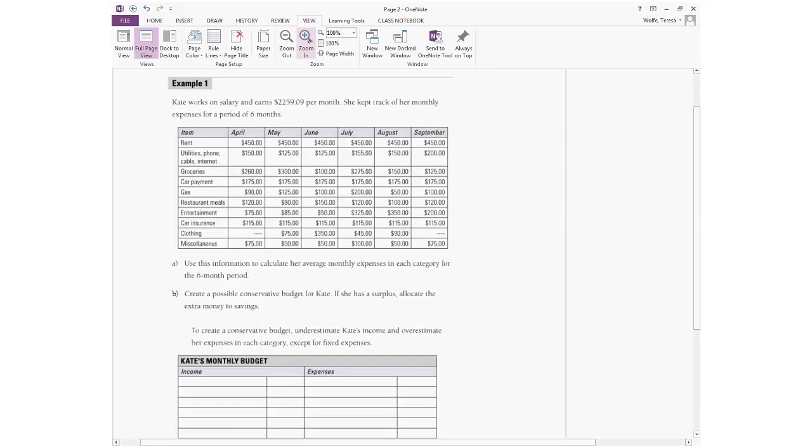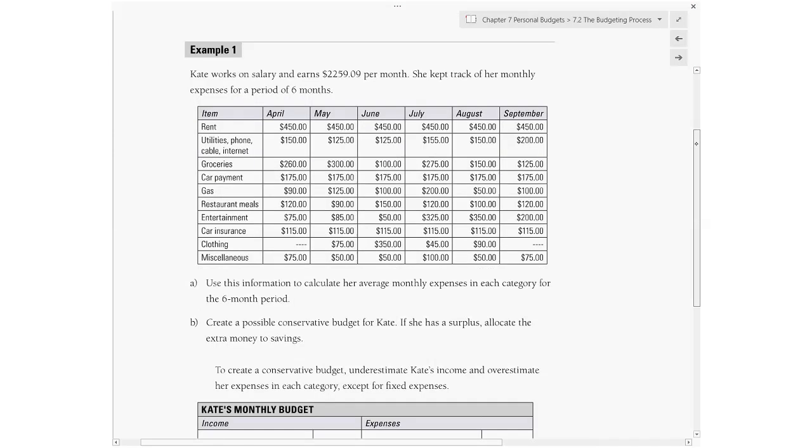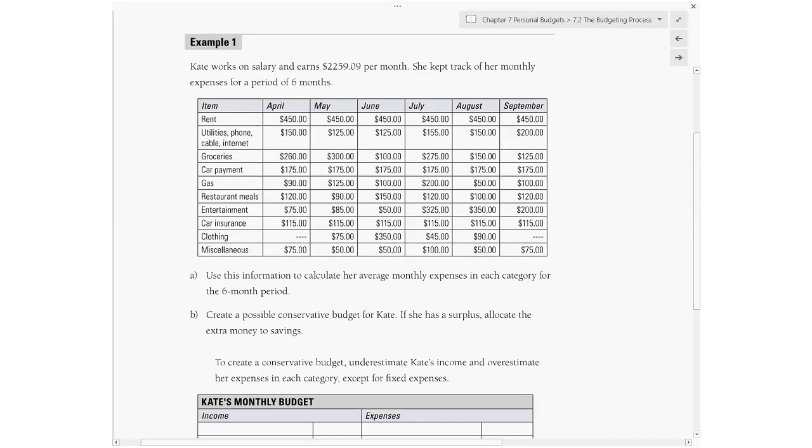Okay, so let's take a look at example 1. Just make it a bit bigger again. So we have Kate. She works on salary, and she earns $22,590 per month. She kept track of her monthly expenses for a period of 6 months. So here's everything that she did over 6 months. We want to use this information to calculate her average monthly expenses in each category for the 6-month period. So we're going to add them up and then average them. We're going to divide them by 6.